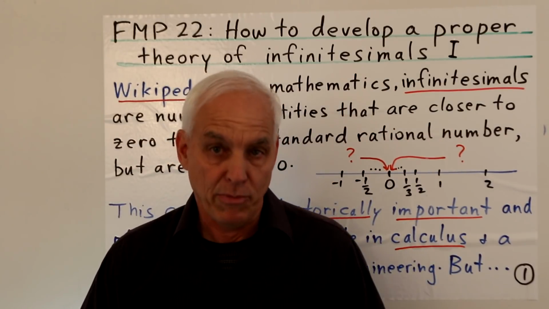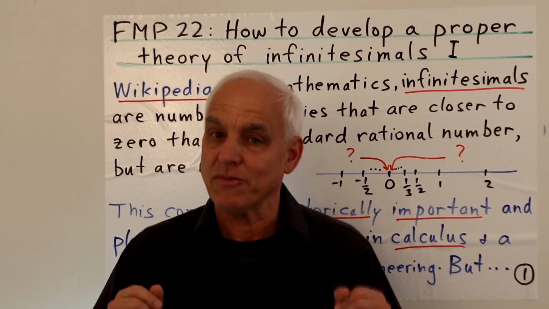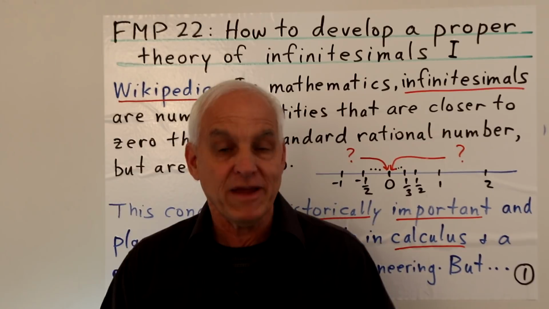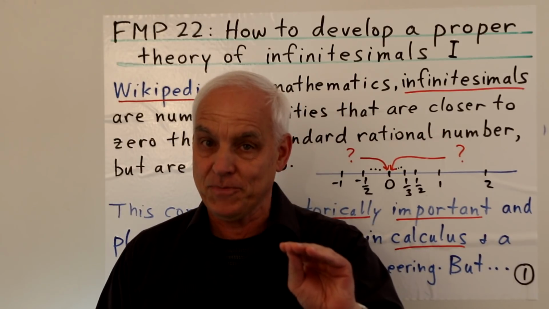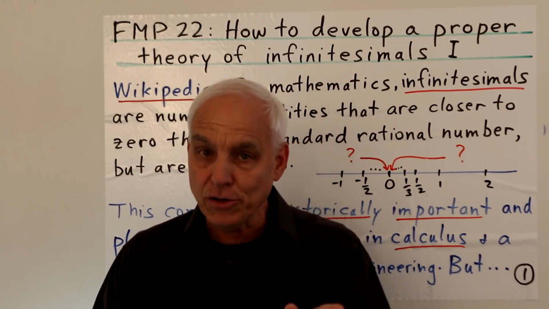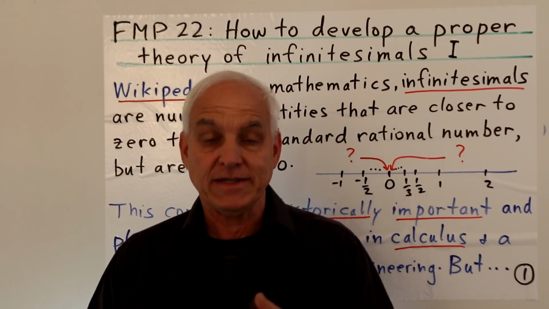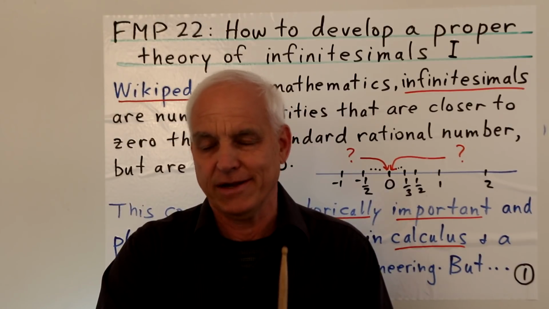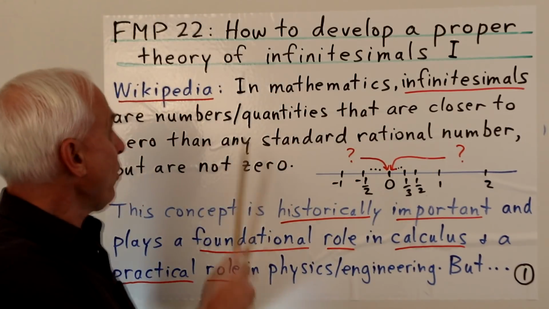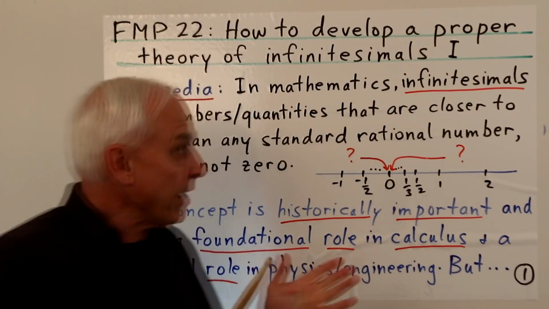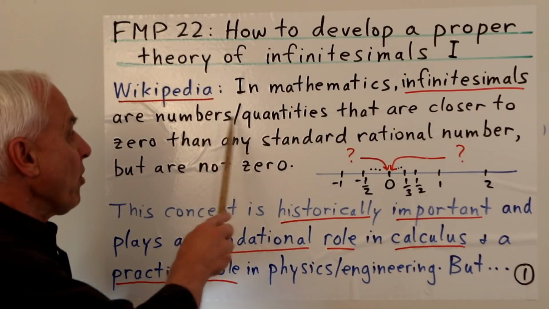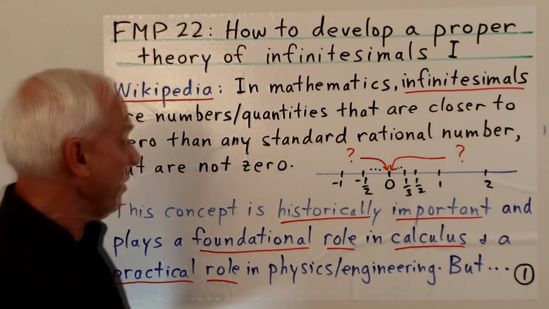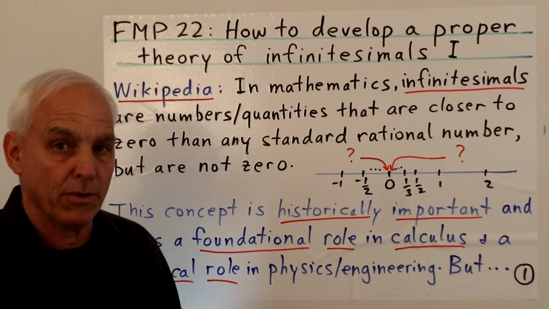Hello everyone, I'm J Wildberger, and welcome to this famous math problem where we're going to investigate how to set up a proper theory of infinitesimals. Very important notion for calculus and analysis that's actually been hugely contentious over many centuries, in fact even millennia. So according to Wikipedia, an infinitesimal is a number or quantity that's closer to zero than any standard rational number, but is not actually zero.